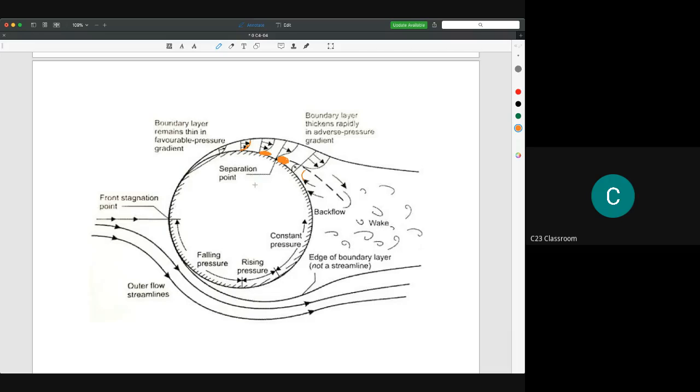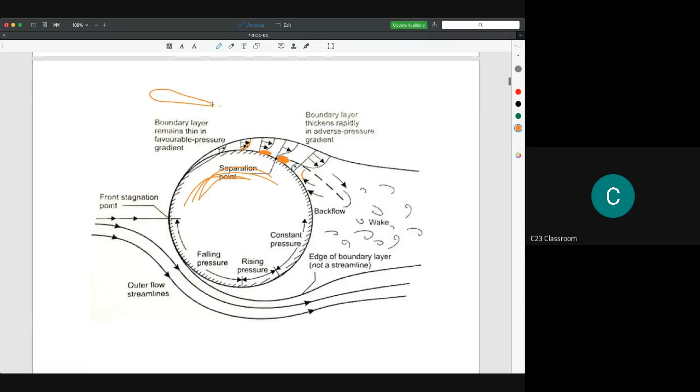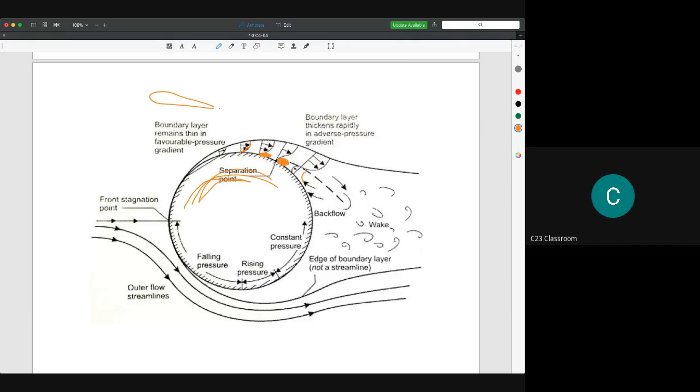This only occurs on a curved surface, any curved surface. That's why in an aerofoil, for example, you will have separation and so on. But if your object is a thin plate like this, no separation will occur.